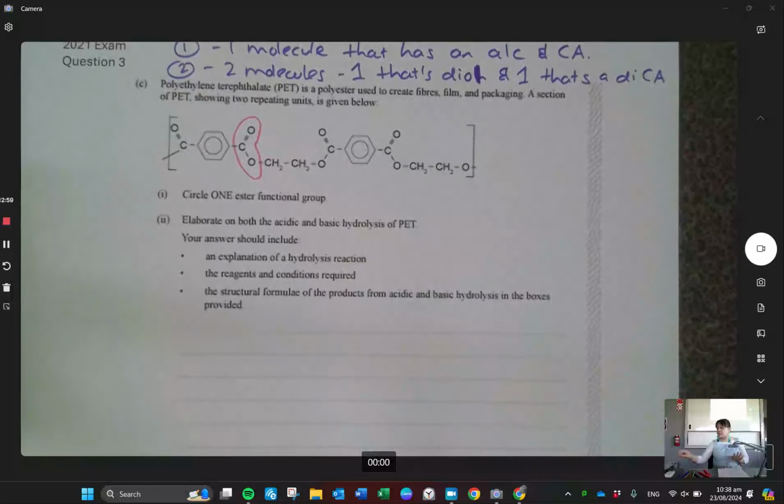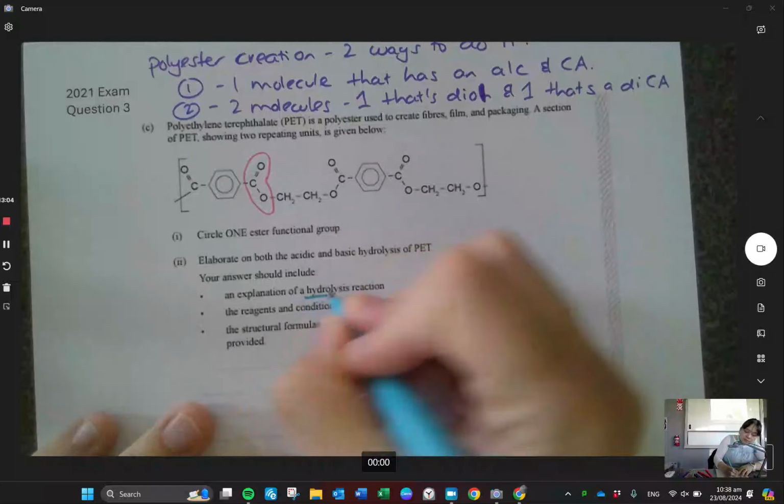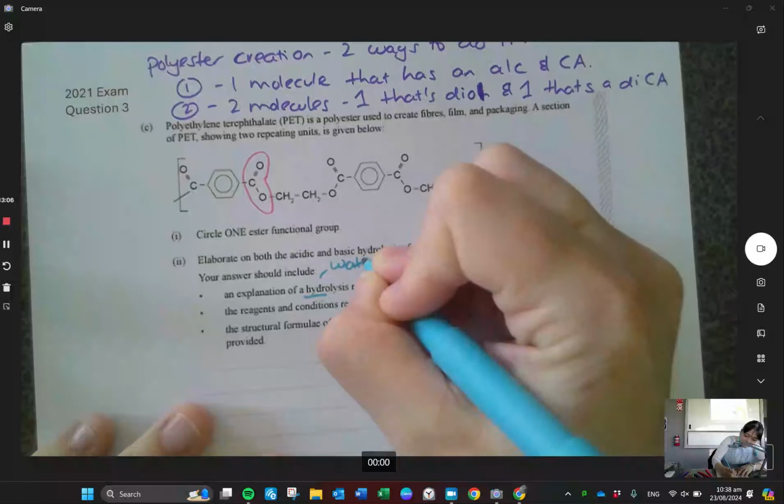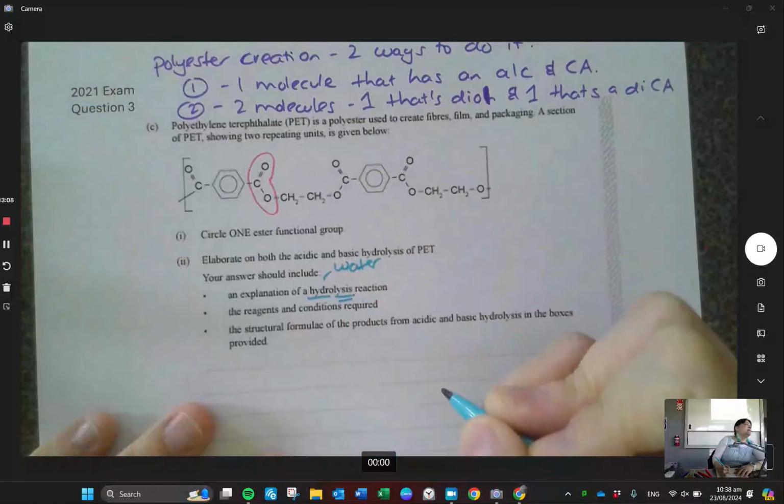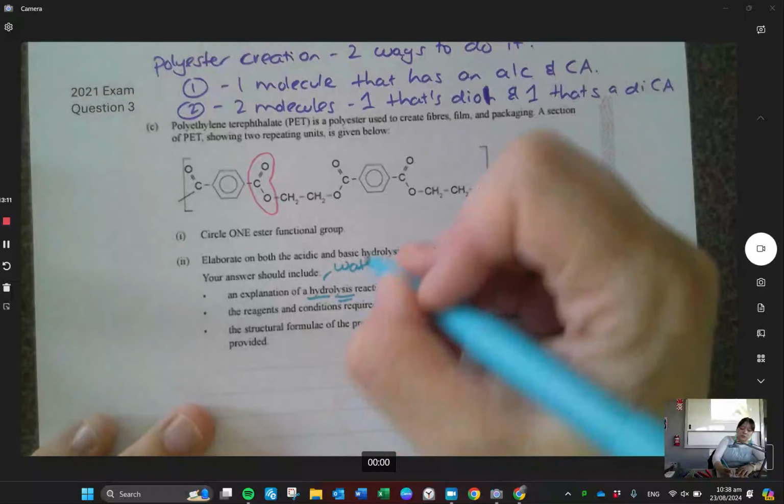Just as a reminder of what some of this terminology means, hydro means water. And lysis, just like when you guys think about biology and cell lysis, it means to break apart.